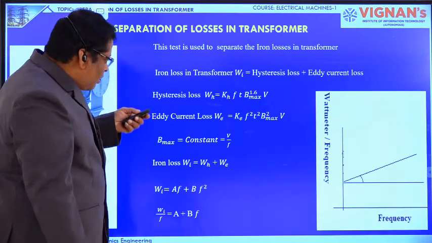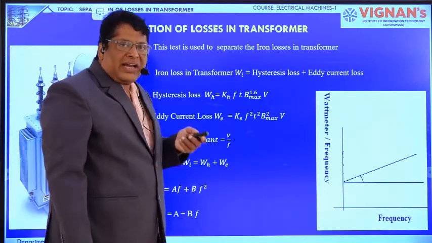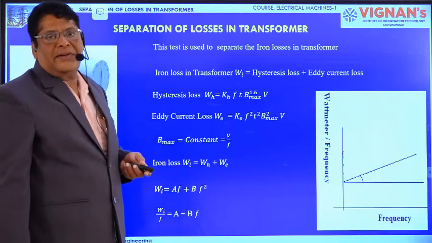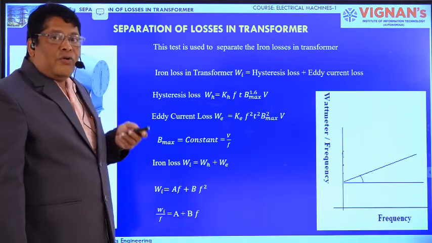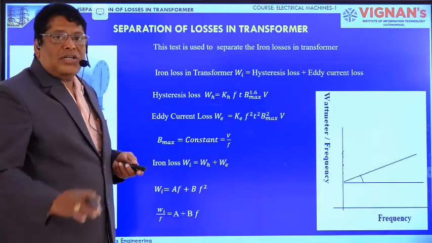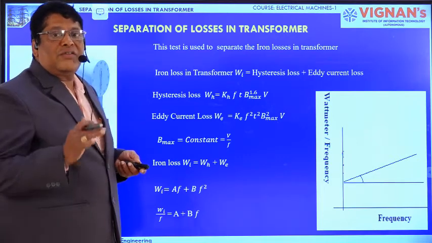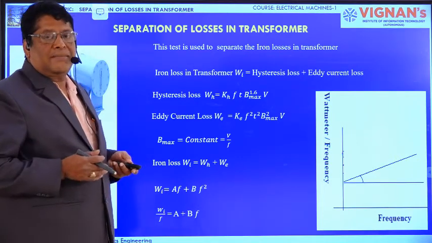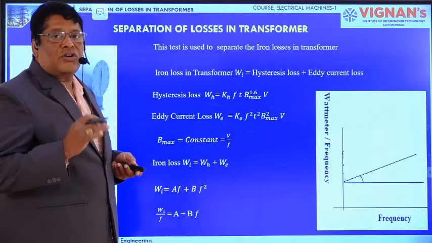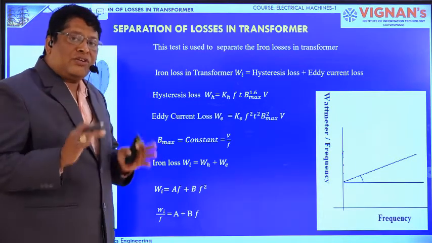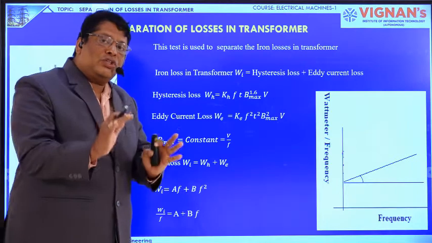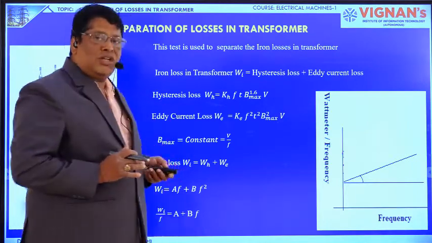Now to plot this graph, we are conducting one experiment. In that experiment, we have to maintain the voltage applied to the transformer as well as the frequency constant. By maintaining the V by F as a constant, we are applying different voltages to the transformer.